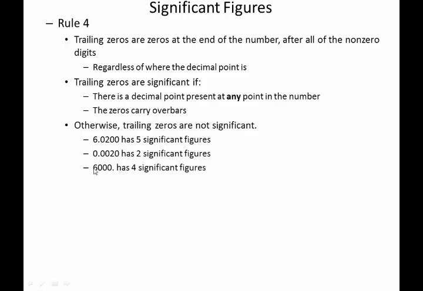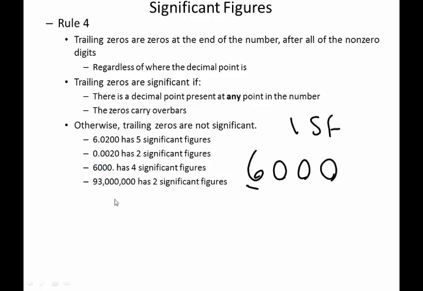6,000. has 4 significant figures. I put a decimal point there, so all the trailing zeros, it doesn't matter what side of the decimal point they're on, they're all significant. However, it's important to understand that this number is this. How many significant figures does this number have? Just 1. 1 significant figure only, just the 6. No decimal point means all the trailing zeros are not significant. So 93 million miles has 2 significant figures. What if, however, I measured 93 million miles to the thousands place? Well, that's where the overbars come in. You might see this sometimes.